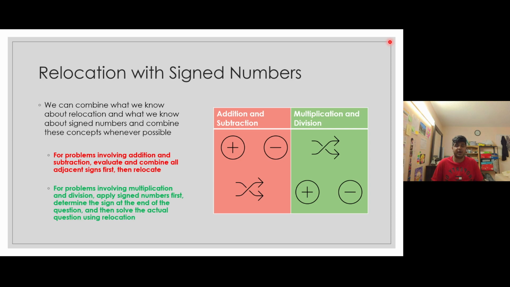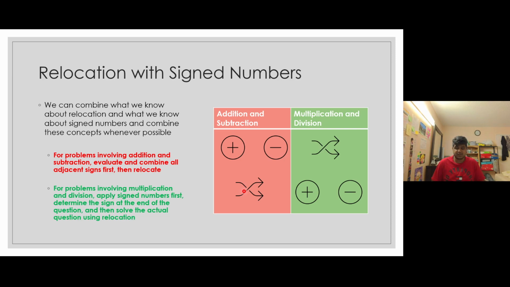So how does relocation work in the context of signed numbers? Well, we combine basically what we know about relocation and signed numbers and solve them together. So I have here this little table made, and this is a really good guide on what to do, right? So where I have this plus and minus, this is to represent signed numbers. And this switching here is to represent relocation and moving things around to calculate things properly, right?